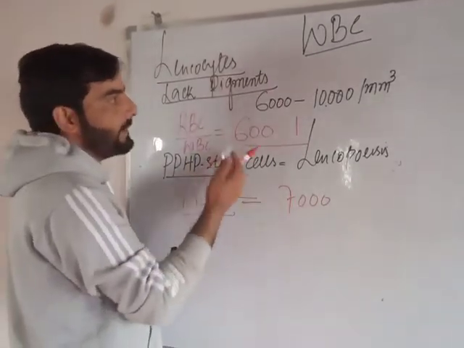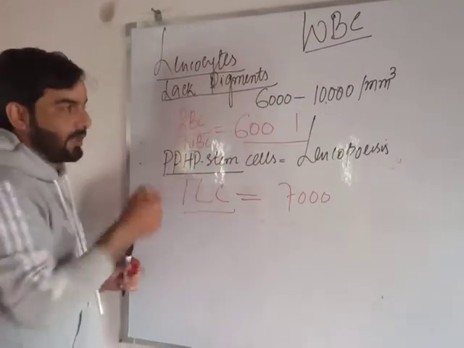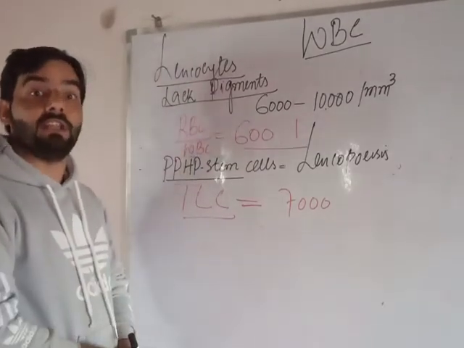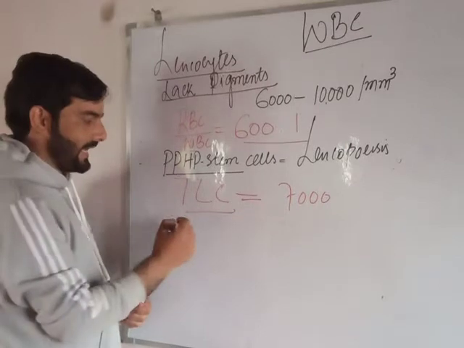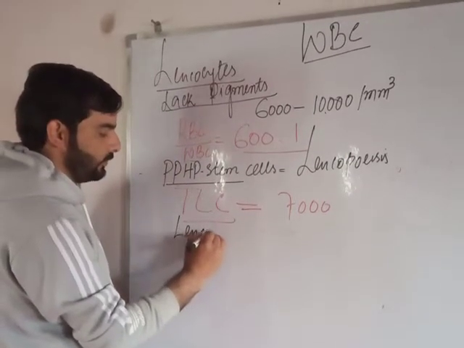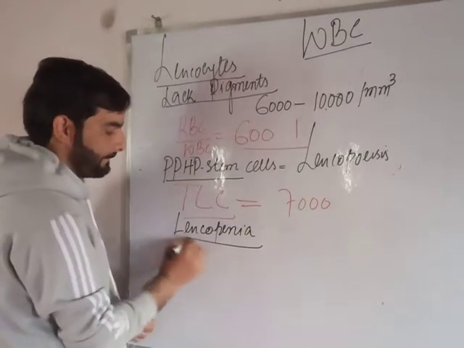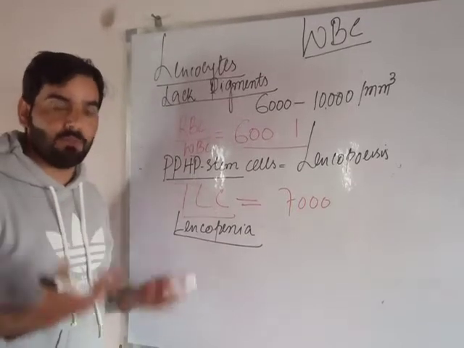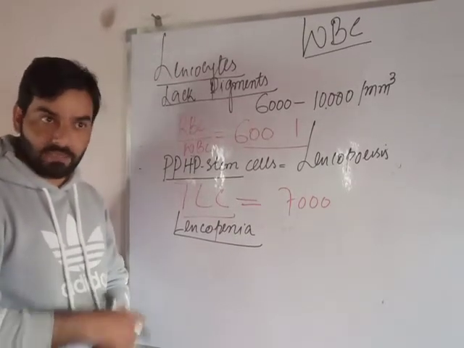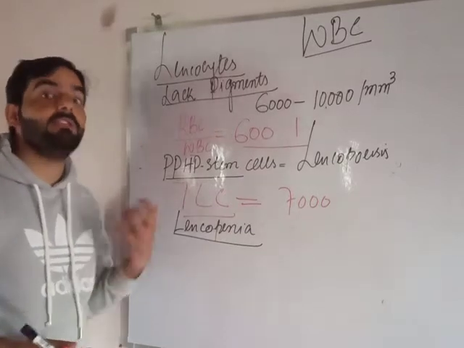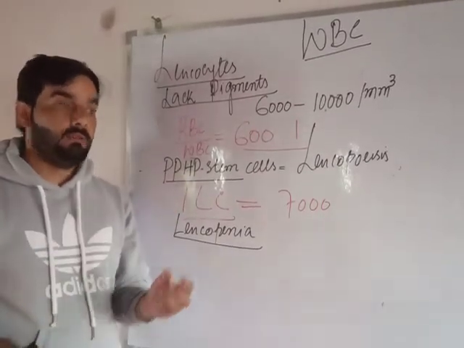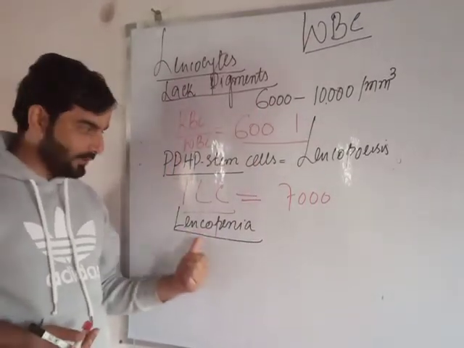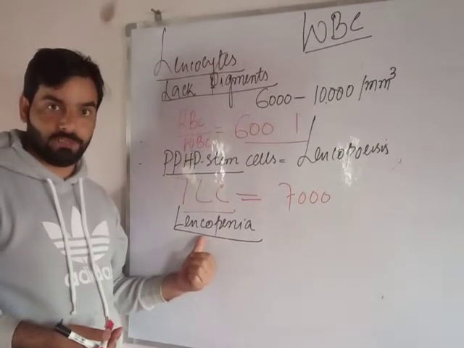If the WBC count goes below 6,000, there is a decrease in the number of WBCs. That is called leukopenia. When there is leukopenia, the WBC number in the body is generally lower, so it can trigger many immunological responses. The immunity will be very low because of the low WBC count, such as 4,000 or 3,000. This is called leukopenia.